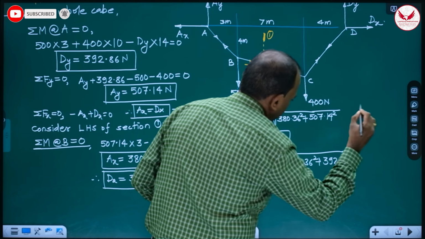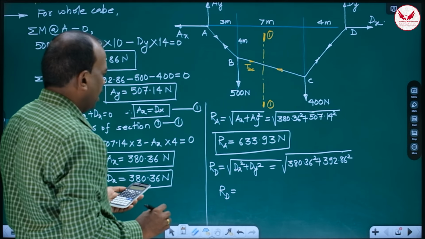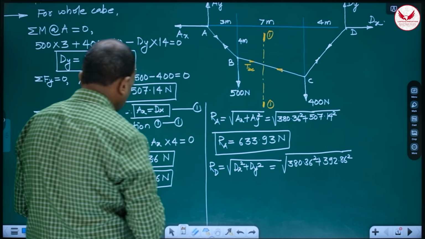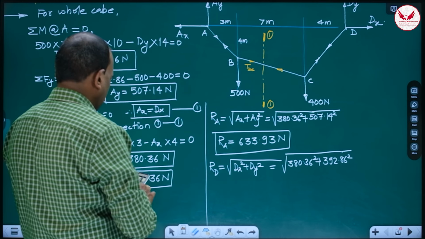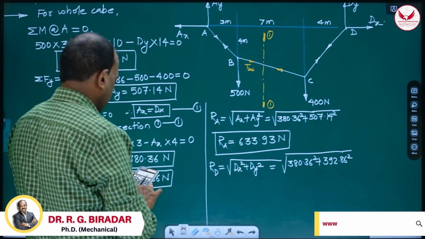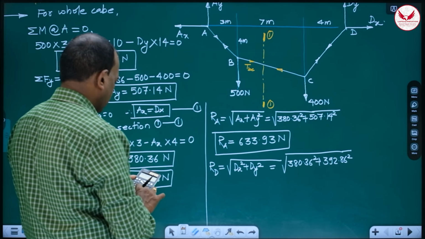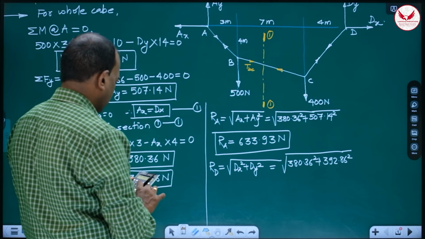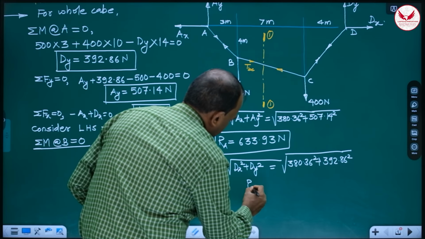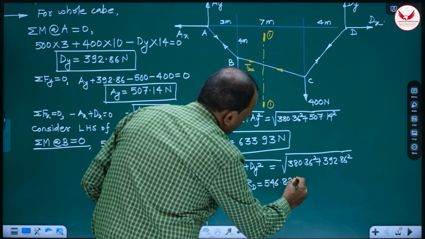392.86 square. From this we'll get RD, and this RD value is 380.36 square plus 392.86 square, which gives 546.82. RD is 546.82 Newton.